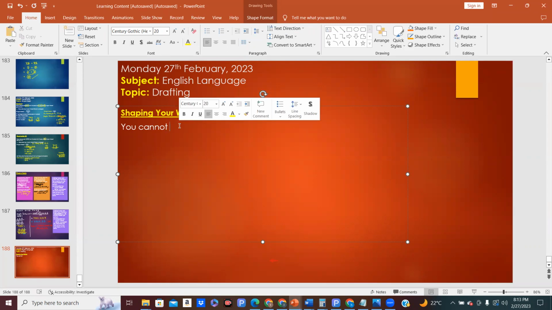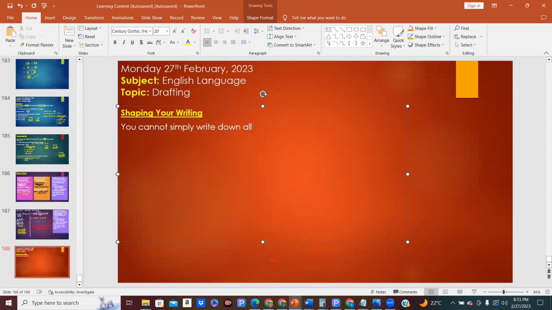All right, so you cannot simply write down all the details you have gathered and call the result an essay. So an essay is not merely a collection of points, but it's a collection of points that is written in a systematic and organized way.